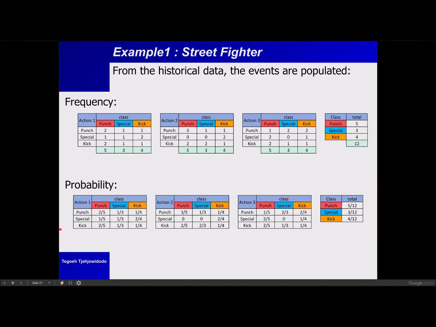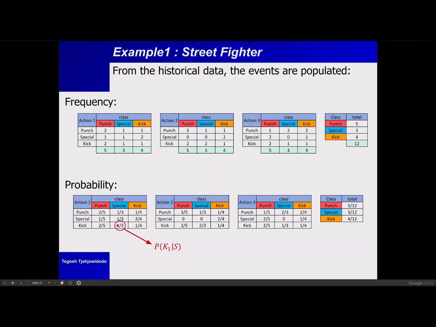Okay, now let's go back to the problem. Now before that, how to interpret this number in this table. So this number, let's say in particular 1/3, is the probability of having kick in the first action given that the fourth action is special. So that's how to read this table.